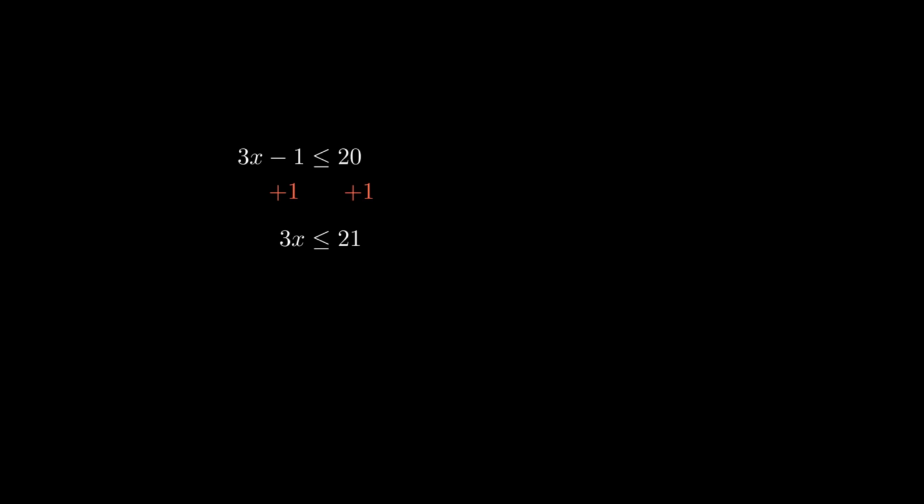Our final move is to divide both sides by 3. But because we're dividing by a positive number, there's no need to worry about anything flipping, and we just get x is less than or equal to 7. And that's our answer. x is allowed to be any number that is 7 or lower than 7. And for our last one, we'll do 7 minus 2x is greater than 12.